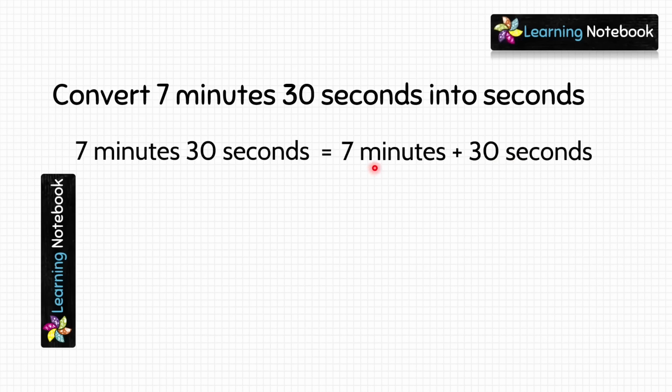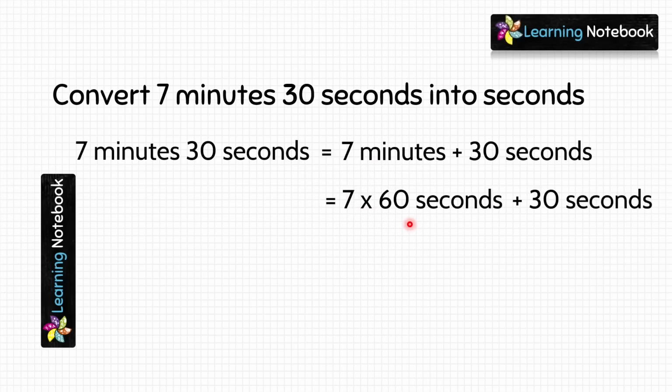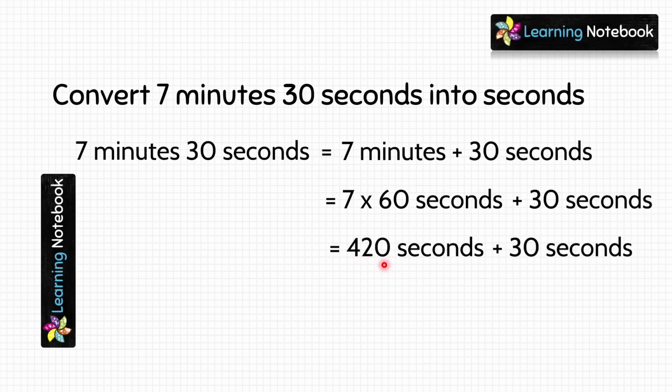We know 1 minute equals 60 seconds. So 7 minutes equals 7 into 60 seconds. And we will add 30 seconds to it. 7 into 60 equals 420. And 420 plus 30 seconds equals 450 seconds. So this is how we can convert minutes and seconds into seconds.